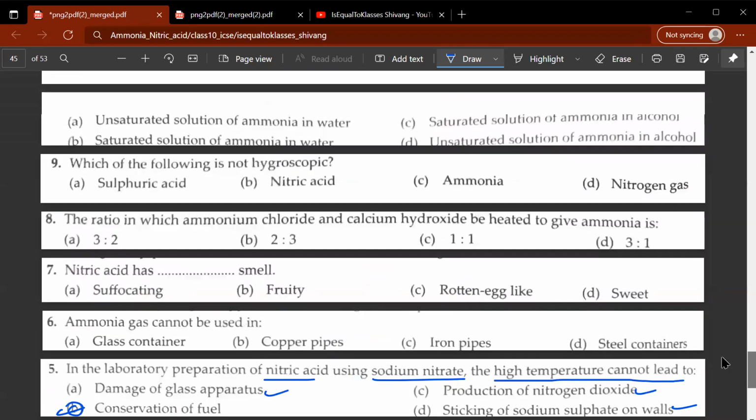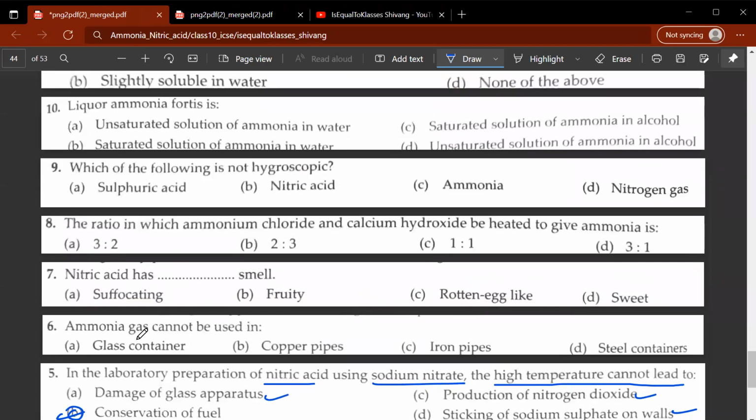Let's move on. The sixth question, ammonia gas cannot be used in copper wires. Seventh, nitric acid has what smell? Again, this is a property of nitric acid. A, B, C, or D, it would be A, suffocating smell. Eighth, the ratio in which ammonium chloride, NH4Cl, and calcium hydroxide, Ca(OH)2, are heated to give ammonia is 2:3. Ninth question, which of the following is not hygroscopic? D, nitrogen gas is not hygroscopic.